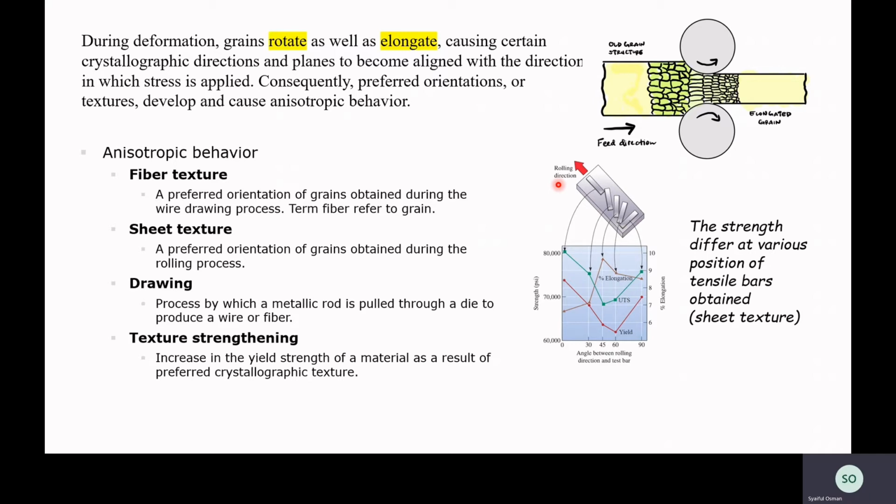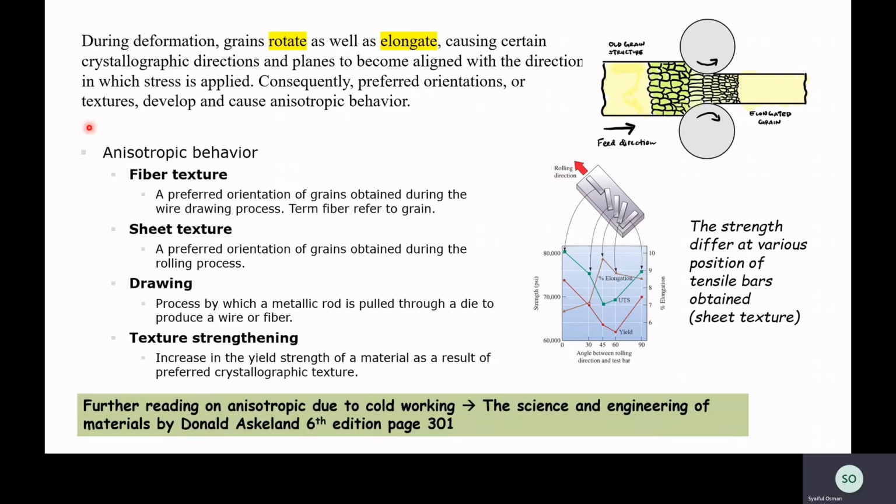Some metals, such as hexagonal close-packed metals like magnesium, have quite a limited number of slip systems and are brittle at room temperature. Because of that, only a small degree of cold working can be accomplished. If you want to know more about anisotropic behavior, you can read more on this matter in the book titled The Science and Engineering of Materials by Donald Askeland on page 301.